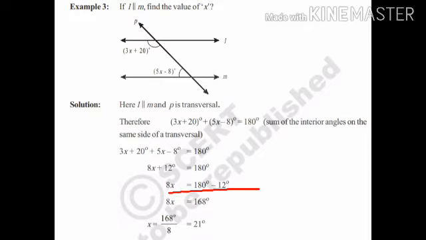8x is equal to 180 degrees minus 12 degrees. Transposing 12 to the right side of the equation, 8x is equal to 168. Here transposing 8 to the right side of the equation. Therefore, x is equal to 168 by 8. Here cancelling 168 by 8, we will get 21 degrees. Therefore, the x value is 21 degrees.